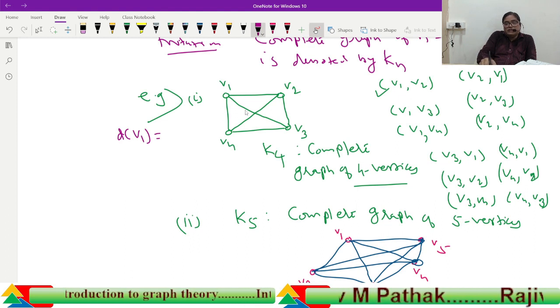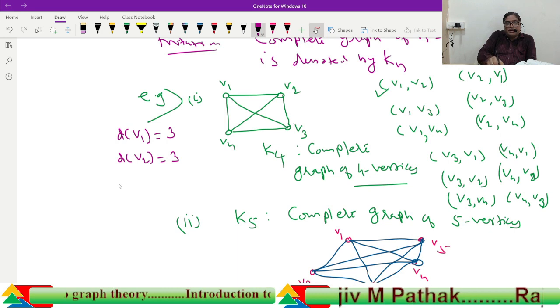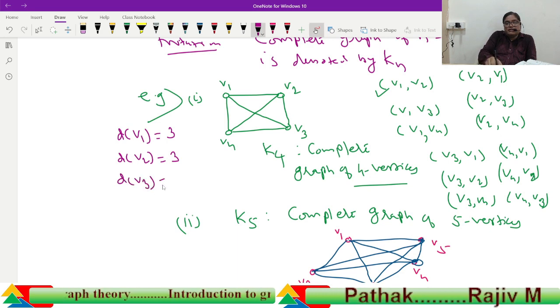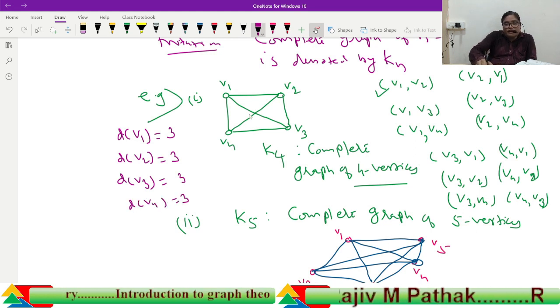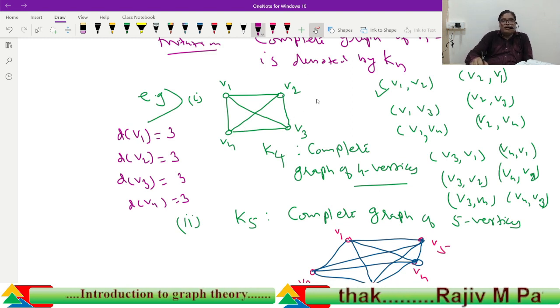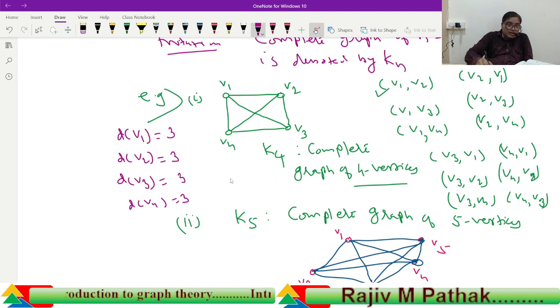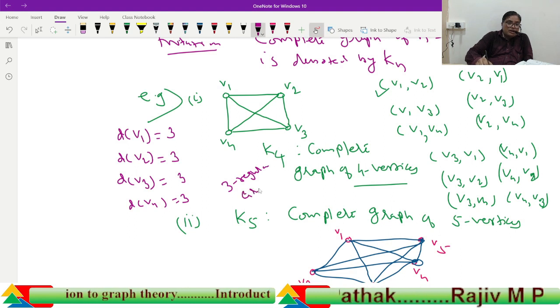So 3 edges are incident with V1. So degree of V1 is 3. Degree of V2. What is degree of V2? It is 3. 1, 2, 3. Degree of V3 is 3. And degree of V4 is 3. So what we observe, this is complete graph of 4 vertices in which degree of each vertex is same, which is equal to 3. So this means this is a 3 regular graph also by definition. This is 3 regular graph also.